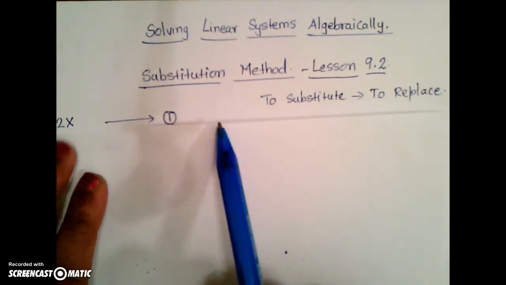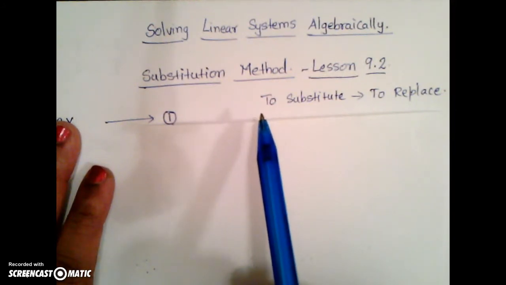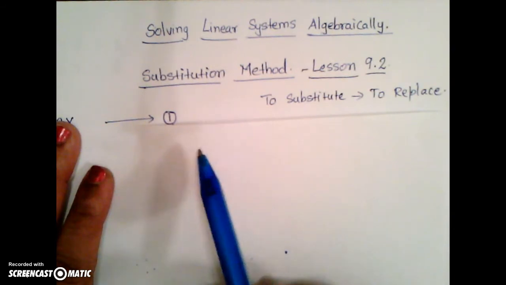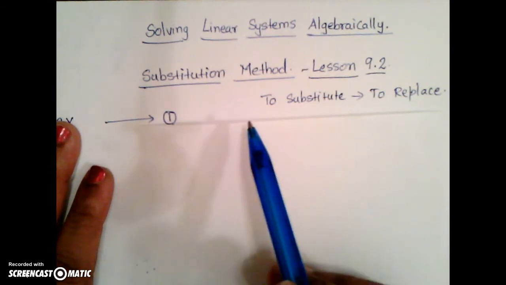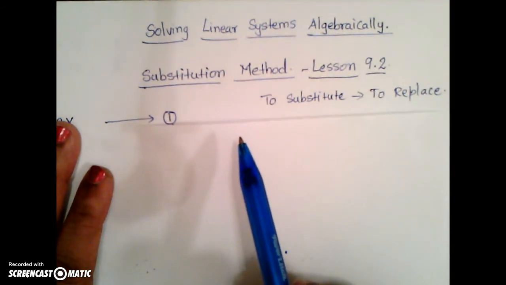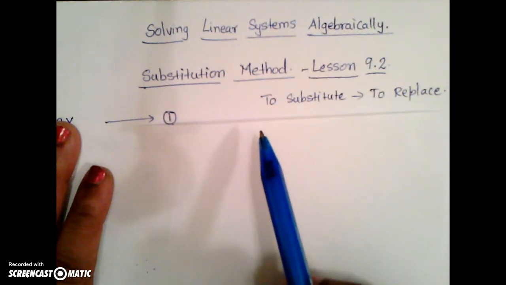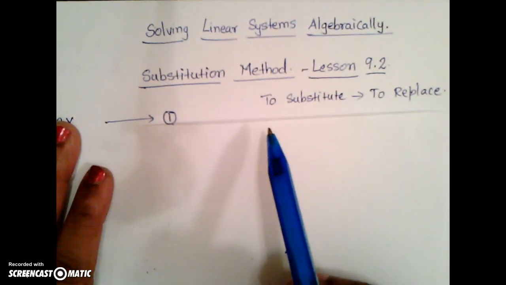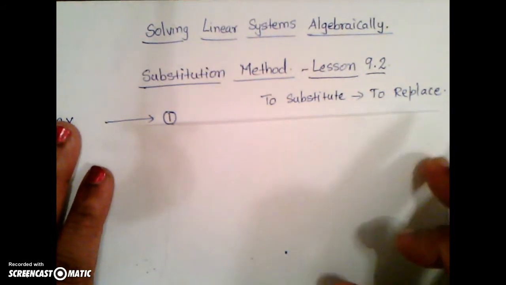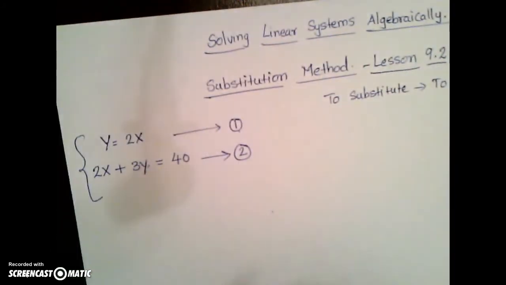So I have two variables x and y. I'm going to replace one of the variables with a known value. It could be a numerical value or it could be a value as a variable, as an expression. So I'm going to use that expression for that variable in one of the equations and solve for one of the variables. Once I know one variable, I can figure out the other variable. So I know it's a little confusing, so let's straight away go to a problem.